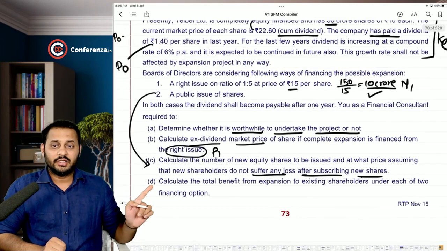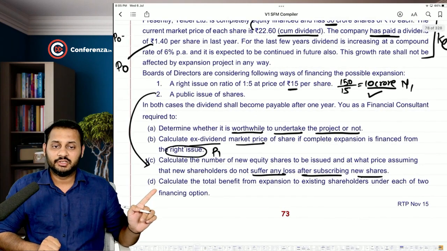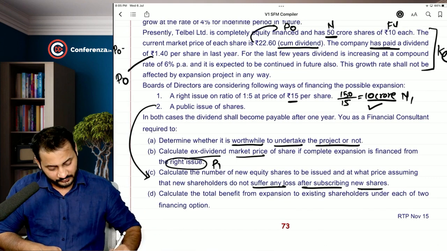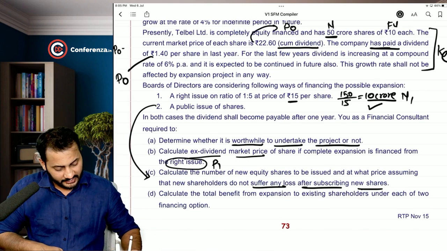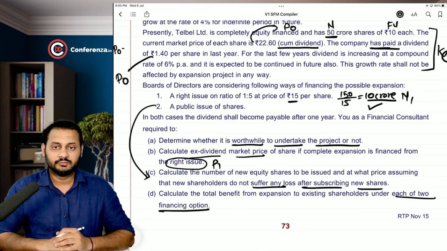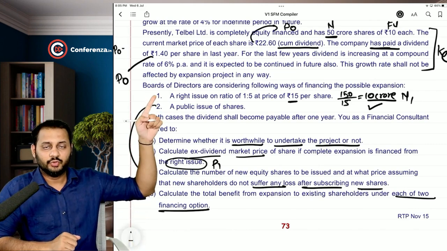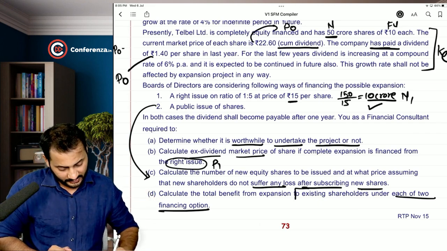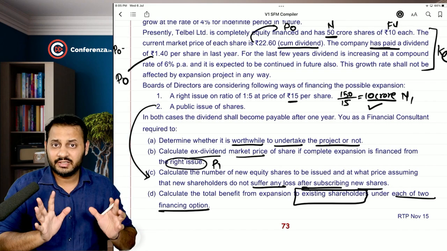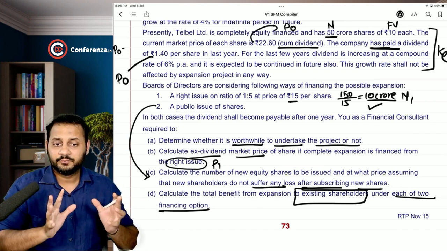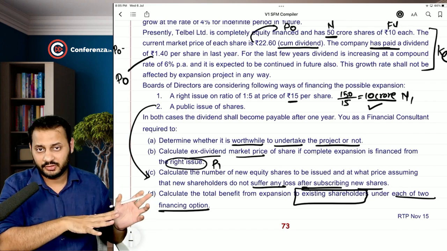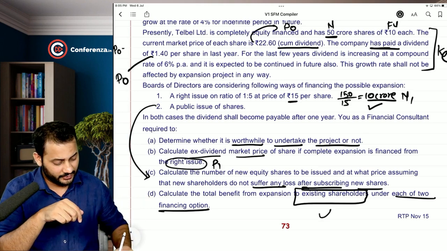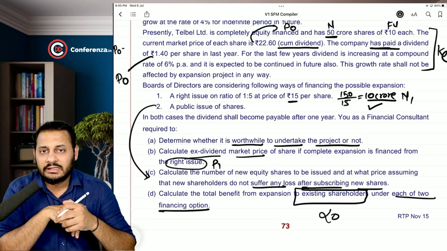Then calculate the total benefit from expansion to existing shareholders under each of the two financing options. Under right issue, what is the benefit to existing shareholder? Please mark it. They are not asking you to calculate the benefit to the new shareholder, but they are asking you to calculate the benefit to the existing shareholder, and it will be 20 in both the cases. I will just tell you how.